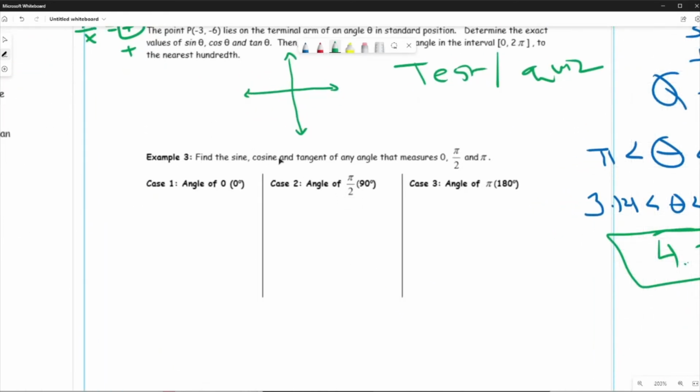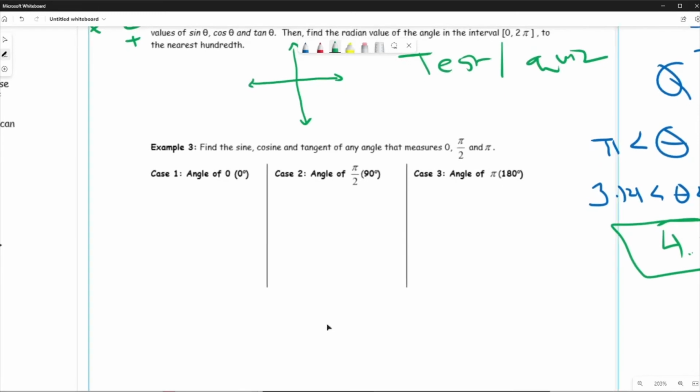Okay, find the sine, cosine, and tangent of any angle that measures 0, pi over 2, and pi. Okay, so an angle of 0 degrees, if we draw it, is an angle where the initial arm and the terminal arm don't move, and your point is 1, 0. I was looking at that thinking that's not right. Okay, your point is 1, 0, right?